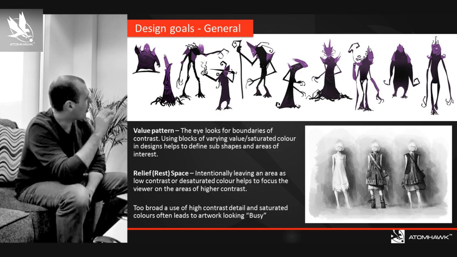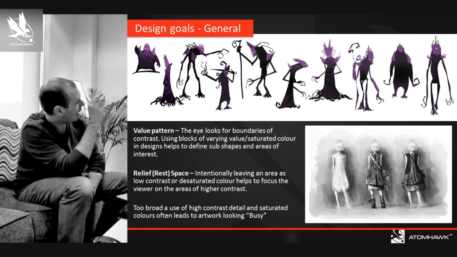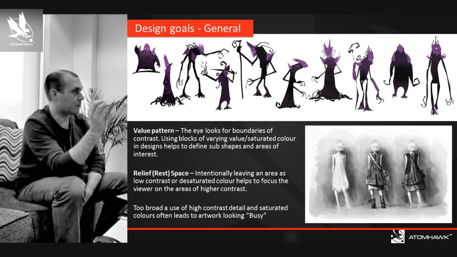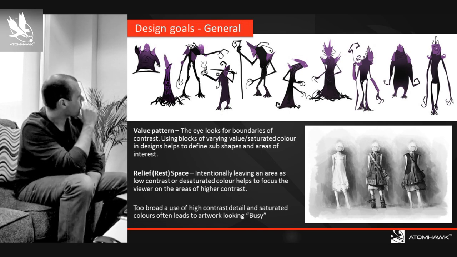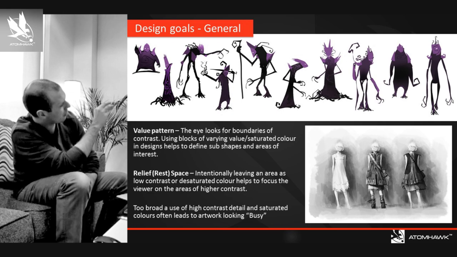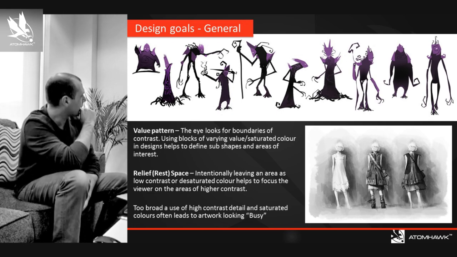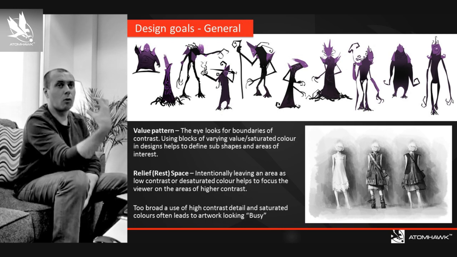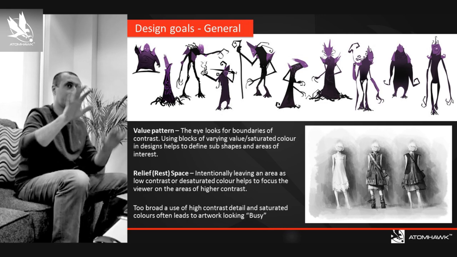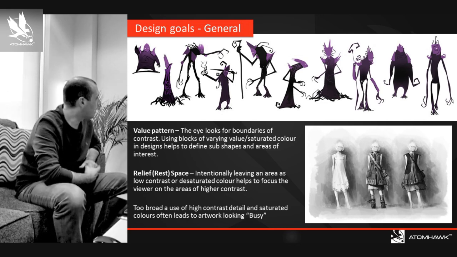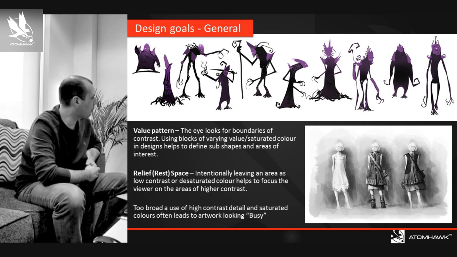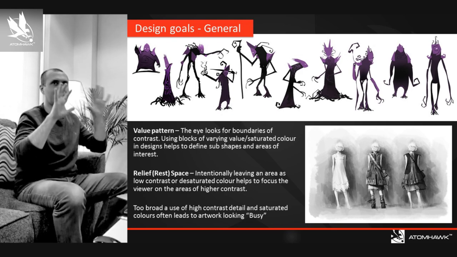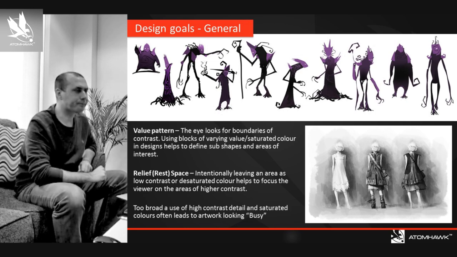So if you look at these images on the top, all of the contrast is in the head. And then as you go to the bottom of the body, it's pretty much a low contrast neutral color. And that's because the focus needs to be all on the head. And then relief space as well. So that's using contrast in the upper body with relief space in the lower body. Using desaturated color as well, so focusing the more saturated, hotter colors in the key areas of focus, desaturating away from that. And I think what we often see in artwork is when we have too broad a use of high contrast detail and a lot of saturated colors, the image just starts to look like some crazy busy patchwork quilt.